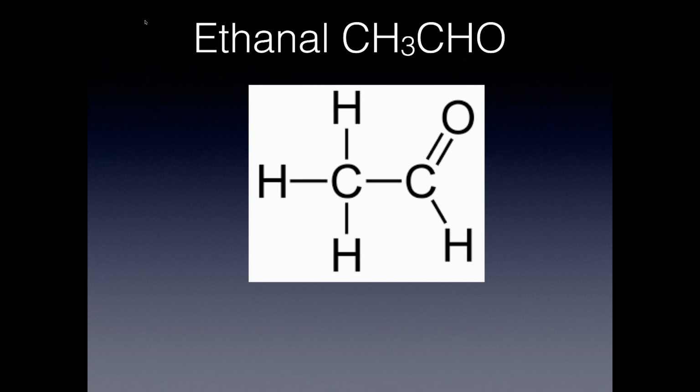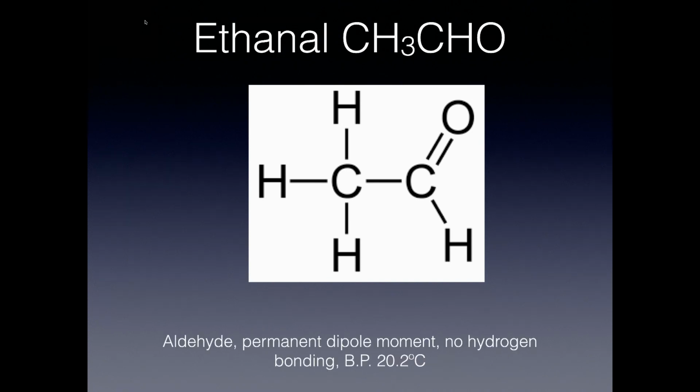Ethanal, slightly different structure. Make sure you get it drawn in. Pause if you have to. Got a dipole moment, but it does not have hydrogen bonding because that oxygen is not directly bonded to a hydrogen atom. Therefore, the boiling point is pretty low. It's down about 20 degrees Celsius, 20.2 degrees Celsius. So I think that illustrates for you really quite nicely how strong an effect hydrogen bonding has on boiling points.